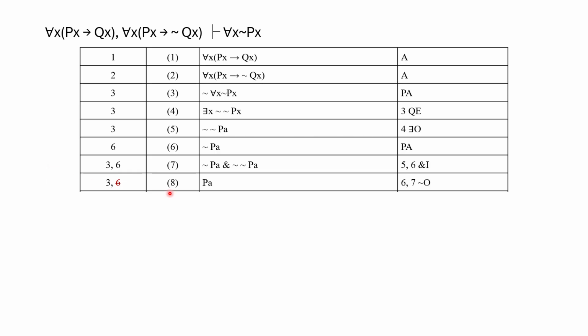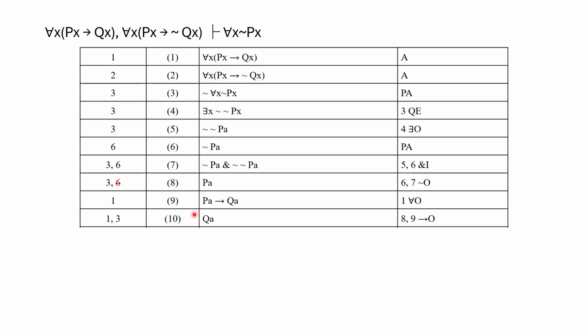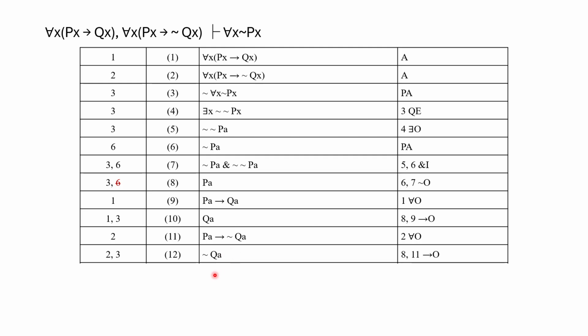So now that we've got PA, this is pretty simple. We just need to use our universal quantifier out rules to get the individual conditional statements, because then we can put the PA in for our conditional statements here to get the consequent. So we've got a conditional statement, put the PA in, get the QA out, and then we just have to repeat for 2, use the universal quantifier out, and then we can get the tilde QA from that conditional statement.